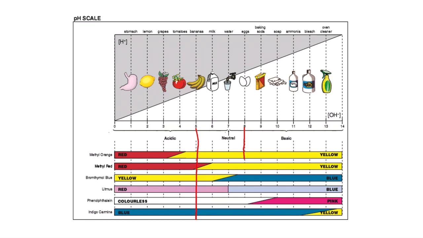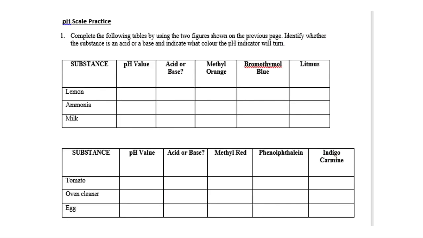An egg, for example, has a pH of 8. If we're looking here, you'd want to compare a few different things, but it's going to be yellow in methyl orange, yellow in methyl red. It's going to be blue in bromothymol blue, blue in litmus. Phenolphthalein, it will be colorless. There might be the slightest bit of pink, depending on if it leans more above 8. And indigo carmine, it will also be blue. So complete the following tables.